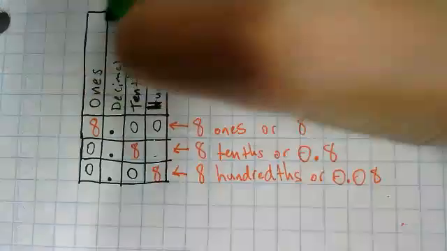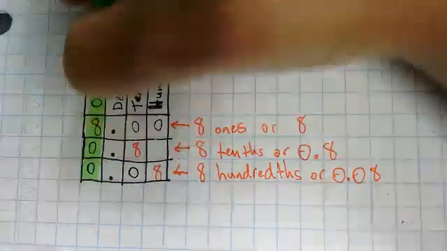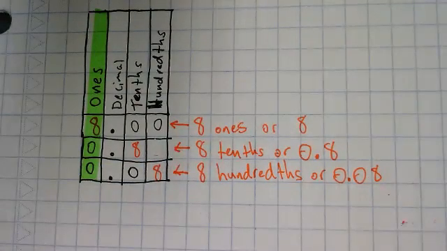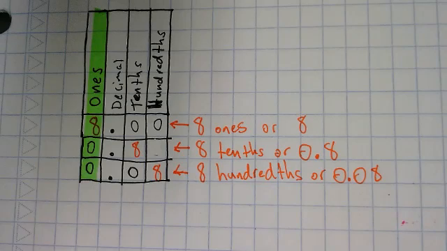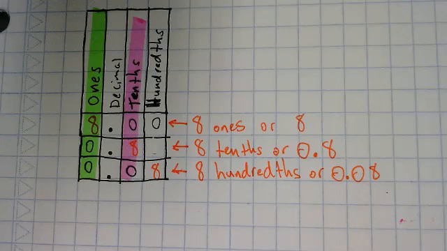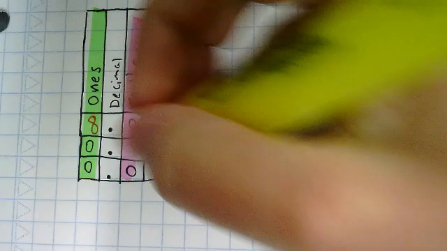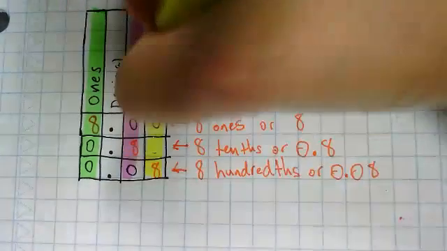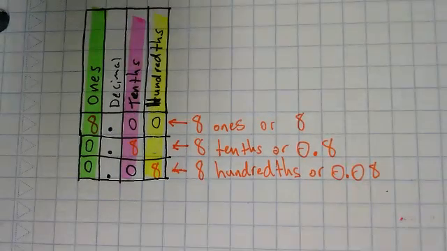I'll even do this for you, because our ones are going to be green. What color should I use? I'm going to go, nope, I wrote in orange, so probably shouldn't use orange. Just going to cover it up. Tenths, we'll go pink. Hundredths, we'll go yellow. I'm not going to highlight our decimal, because it's just the decimal. It's the same place no matter what. Our decimal doesn't move like that.